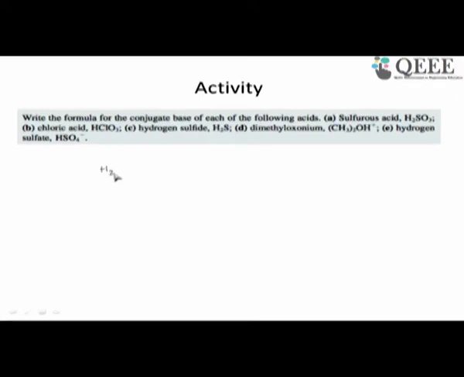So first is H2SO3. It's very simple. You just write it like this. This is H plus because it's an acid. You can write the conjugate as HSO3 minus. This is the conjugate base. The same thing you can write for chloric acid also, HClO3. Chloric acid is also a strong acid, so H plus plus ClO3 minus. So this is the conjugate base.